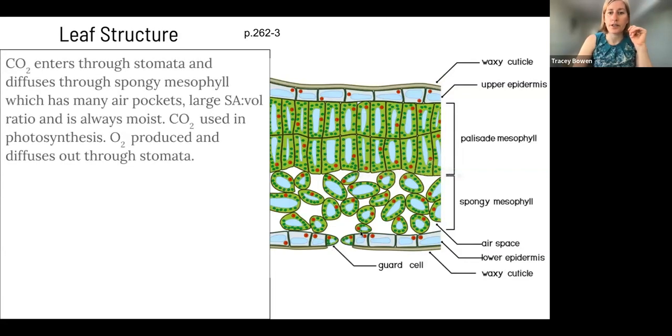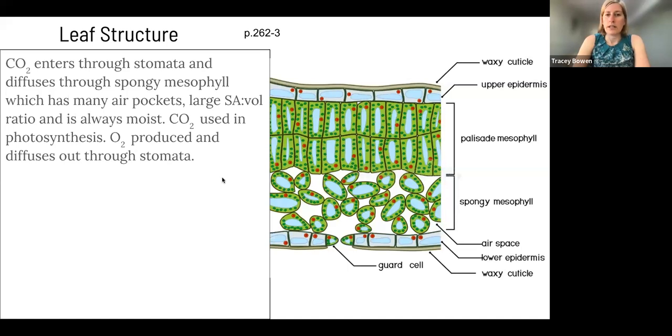So when we're looking at leaf structure here, CO2 is going to enter through the stomata here, and it's going to diffuse, this is the bottom of the leaf here, through the spongy mesophyll, which has lots of air pockets in here. This is the top of the leaf, and the palisade mesophyll are very good at absorbing sunlight. So a lot of the photosynthesis is going to be happening in here. So it's going to diffuse through these pockets of spongy mesophyll, which have a large surface area to volume ratio, and they're always moist. And that CO2 is going to be used in photosynthesis, both in the spongy mesophyll and also in the palisade mesophylls.